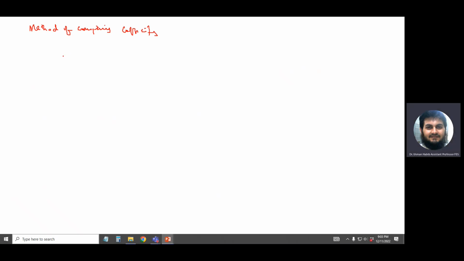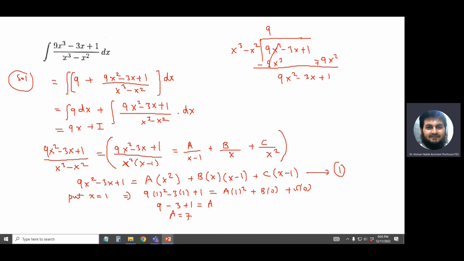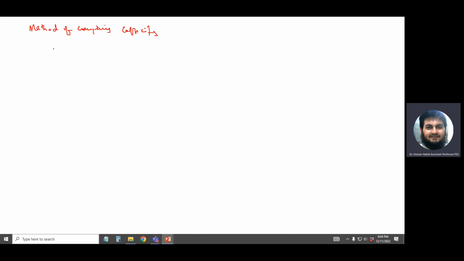So if you want to compare, we look back at equation number 1 and we just multiply everything together. On the left hand side, we're going to get the same thing again, 9x squared minus 3x plus 1 equals. Multiply everything and you will simplify the equation like this: a plus b with x squared plus minus b plus c with x, and nothing with the x to the power 0. So when you compare the coefficient of x squared, on the left hand side is only 9. On the right hand side, you have a plus b. So we get equation number 1.